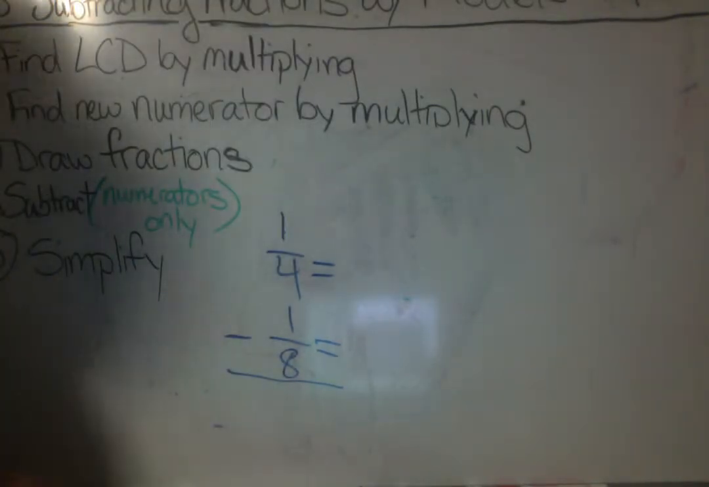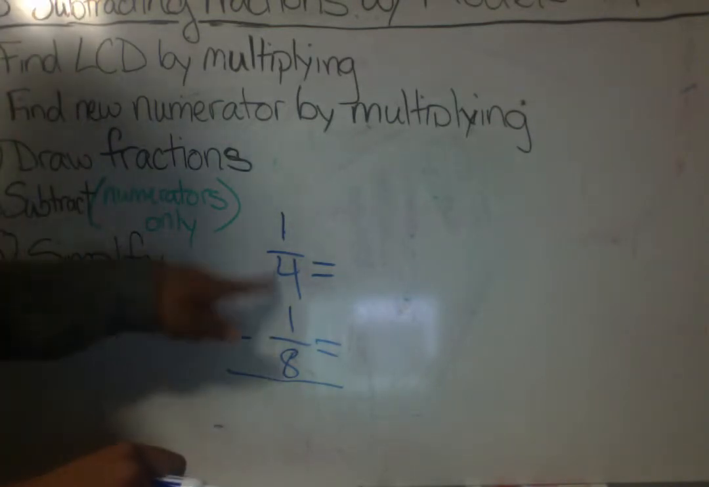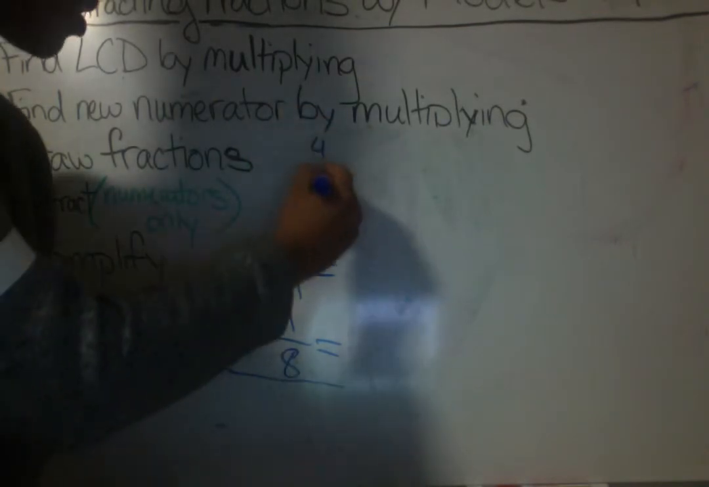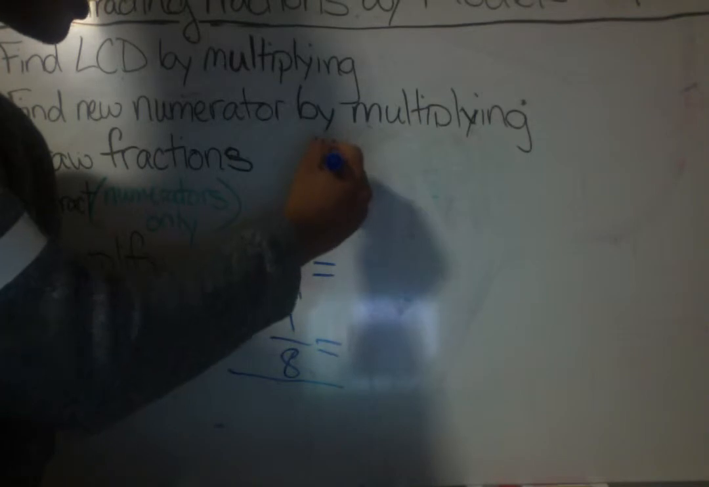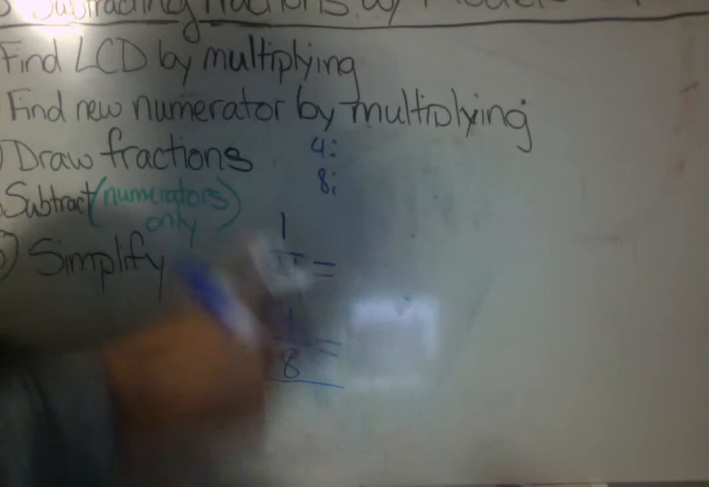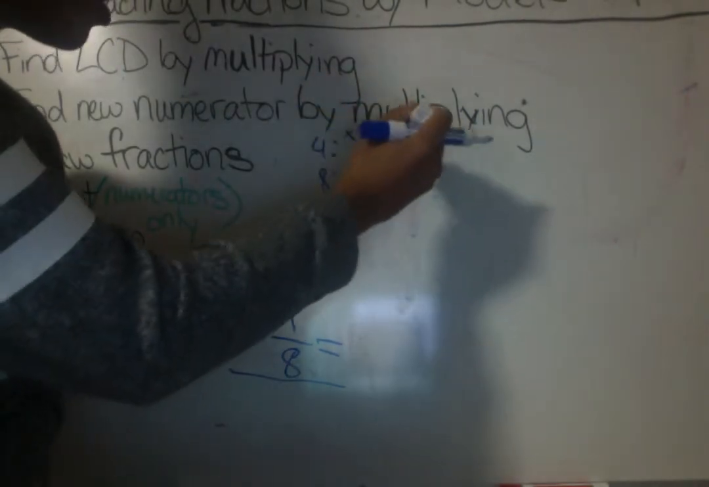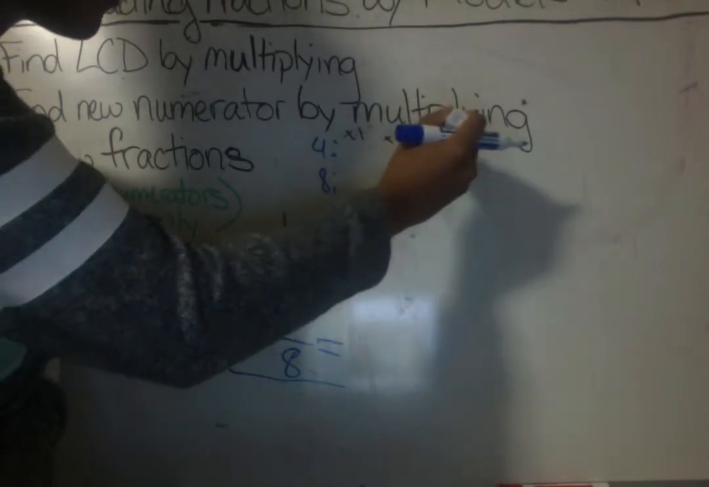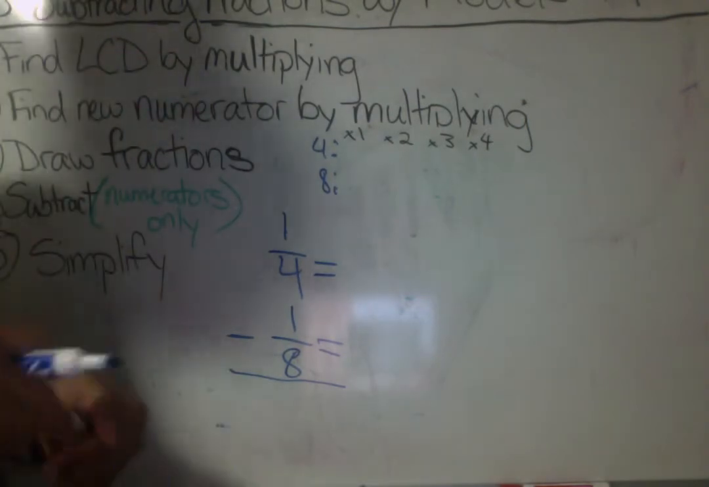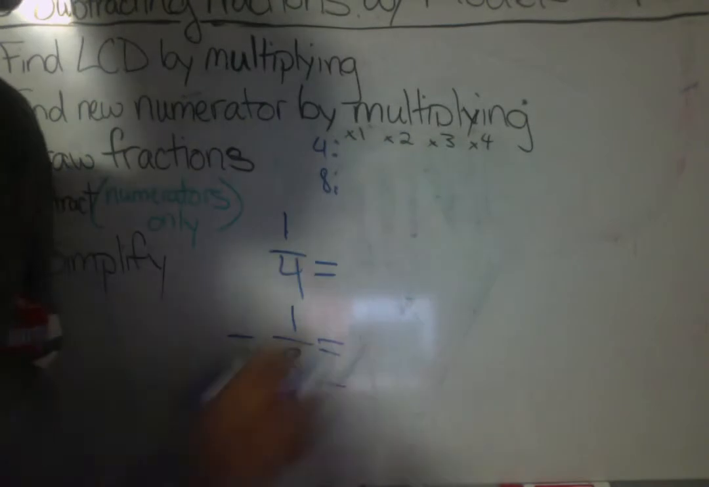Starting with the first step, it says find the least common denominator by multiplying. So remember, we take our two denominators, a 4 and an 8. You start listing their multiples. That means we multiply each number by 1, by 2, by 3, by 4, and if we need to, we keep going. Like in the last video, I only do a couple at a time to see if I can get it in the first couple of tries.